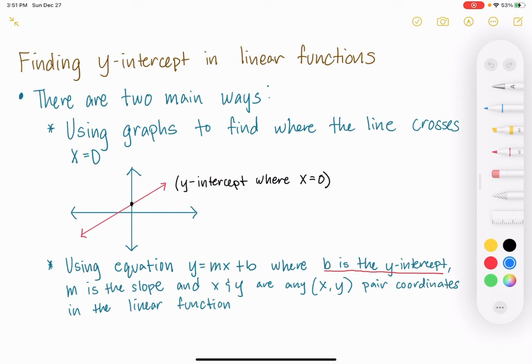The second way to find the y-intercept is using the equation y equals mx plus b, where b is the y-intercept, m is the slope, and x and y are any xy pair coordinates in the linear function.